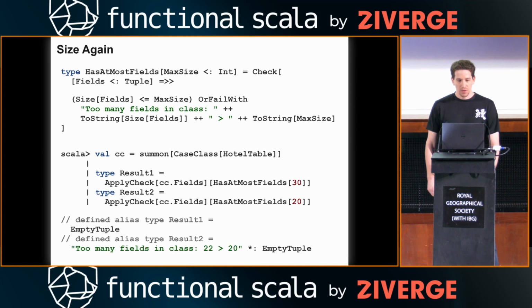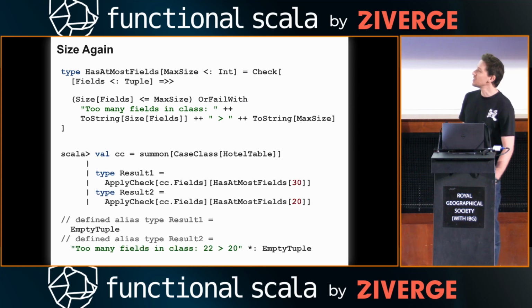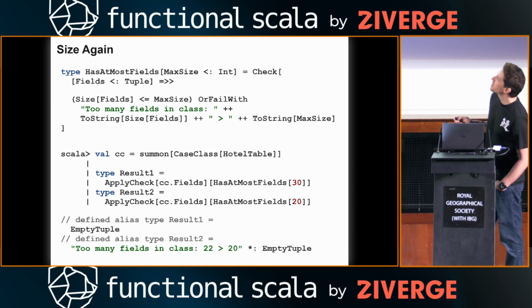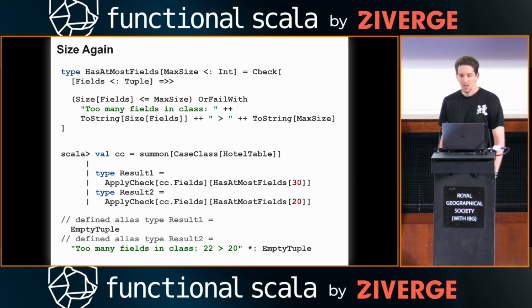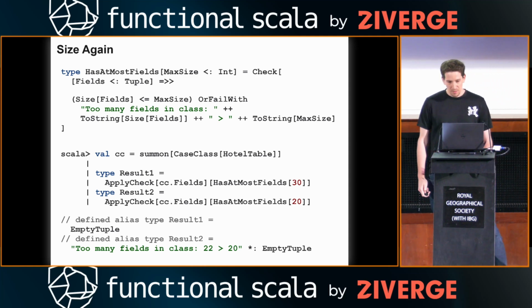We can actually even run this check in a way. Here we summon the case class for the hotel table, and then we create two types, applying the check on the fields of our case class. We check it once with 30, once with 20, and here it succeeds, no error messages, and here it failed with a very informative message that we'll be able to show the user later on. Now I'll have to speed up because I don't have any time, I'm sorry.